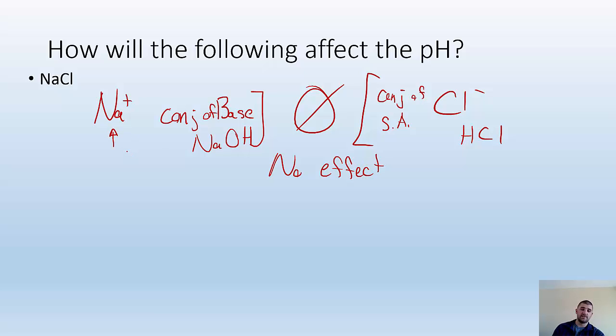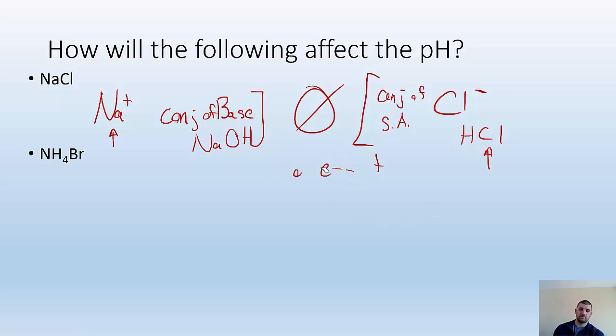You think of it this way. If Na plus is a strong base, it doesn't want to hang out with any part of water. Same thing with HCl. HCl is a strong acid. Chloride ion doesn't want to hang out with any protons. That's why it's a strong acid. It's not going to mess with the pH at all.